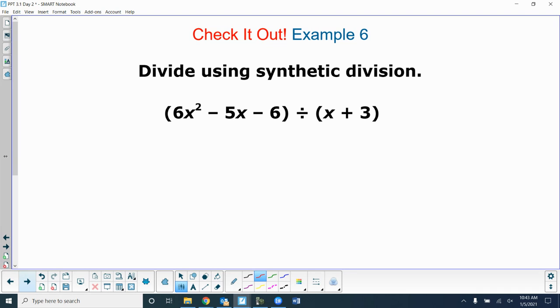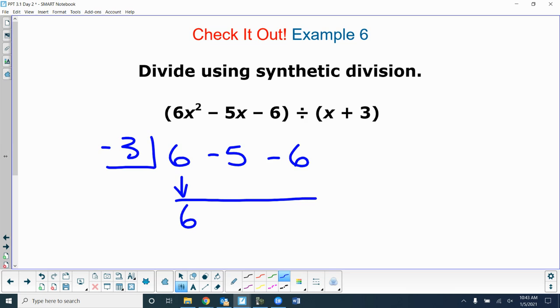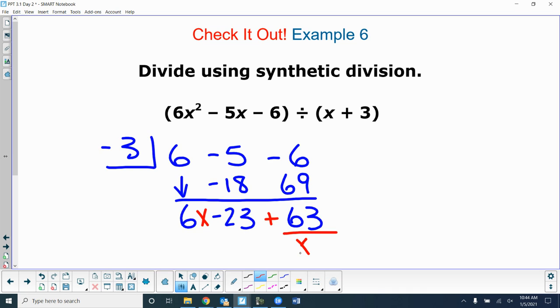All right, you guys are doing good. So in our little box, we're going to use -3 because it was X plus 3. Then we got 6, -5, -6. Didn't have to add any zeros. Drop our 6 down. -3 times 6, -18. Add. -3 times -23, positive 69. Add. Remember, this started out as x squared, so this would be x. Okay?